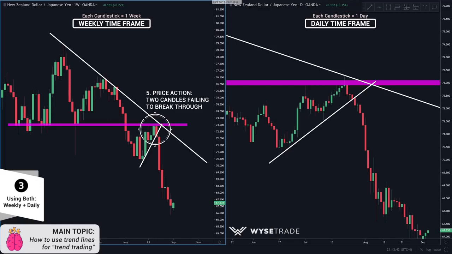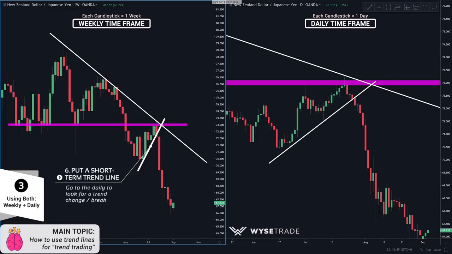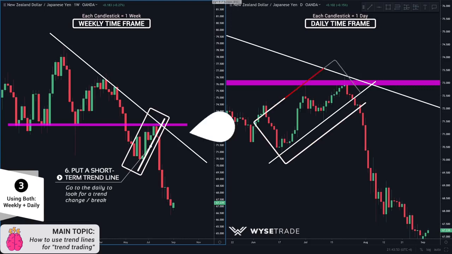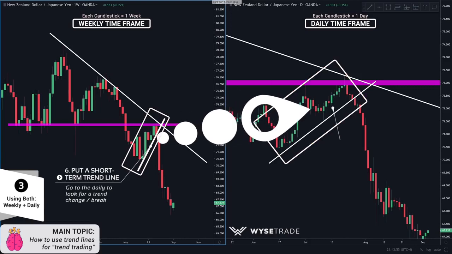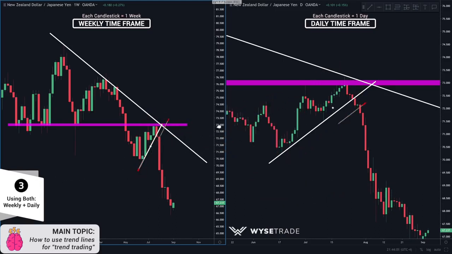Again, bounces and reactions don't equal trades. So we put a short-term trend line below the immediate trend. Now, in order to look for short trade entries, you need to confirm that the short-term uptrend is over. So we need to go to the daily time frame to look for a trend change in bearish price action inside of this current moving uptrend before looking for a trade entry short.